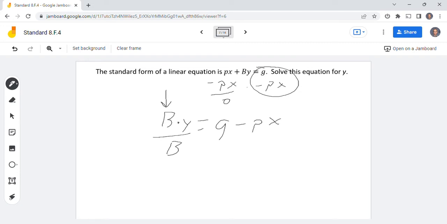On the right-hand side, we need to make sure we divide everything. So we get g minus px over b. And we're finished. We can't simplify this any further. Nothing is like terms to combine, and we don't know what that division ends up being.